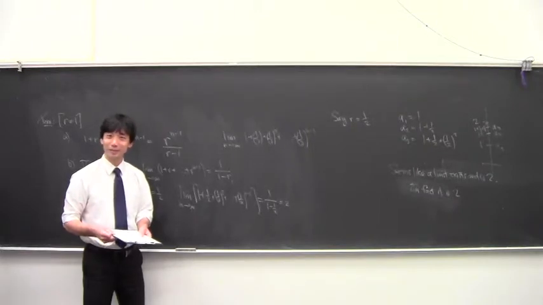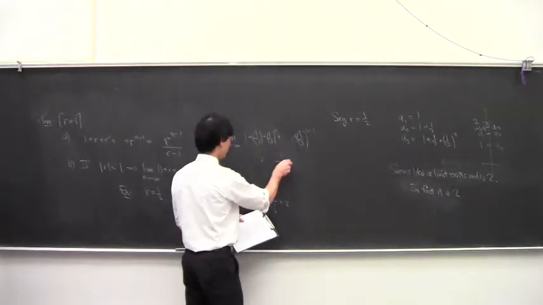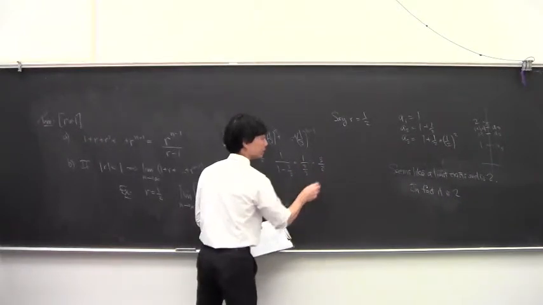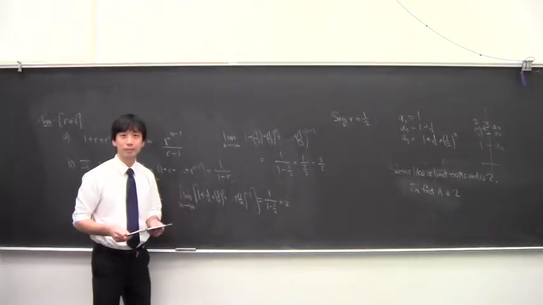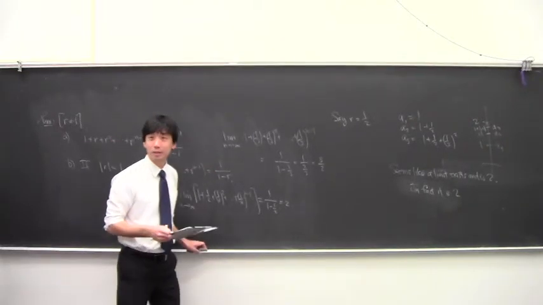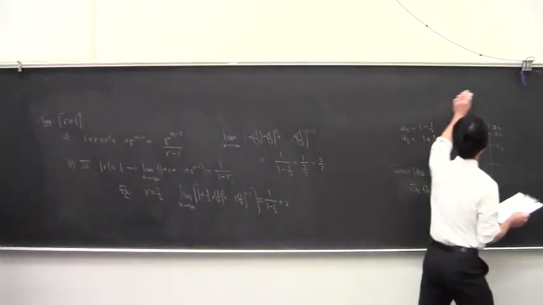Or 1 2/3. What's it going to be? So it's going to be 1 over 1 minus a third. Right? So 1 over 2/3, in other words, 3/2. Maybe 3/2. Is that okay? Everyone all right? Okay.